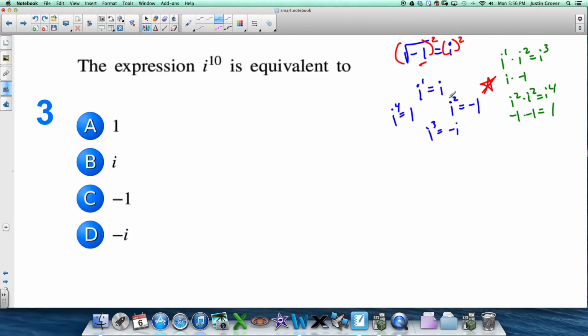Any power of i is going to be 1, negative 1, i, or negative i. Those are your only options. So i to the 10th. Now again, I mentioned we're going to do a lot of this in our calculator, so let me show you that we can type all of these into our calculator here.